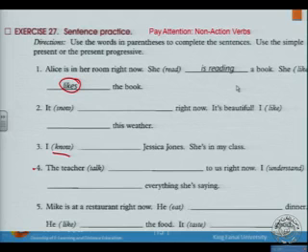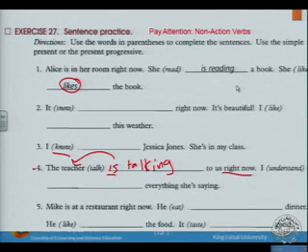Number 4. The teacher is talking. لاحظوا. The teacher is talking. لماذا is؟ لأن teacher هي مفردة. is talking to us right now في هذه اللحظة. فلاحظوا الآن right now is one of the present progressive indicators. واحدة من مؤشرات the present progressive. I understand everything she is saying.